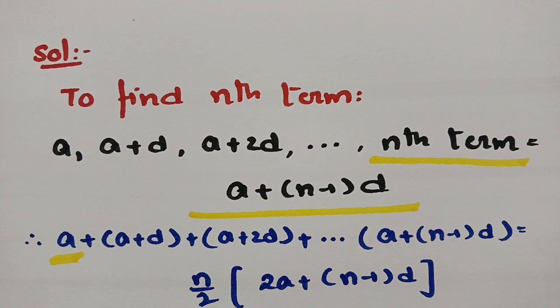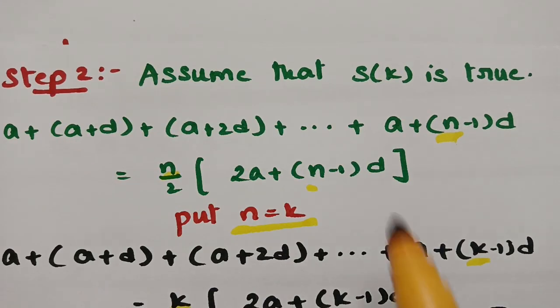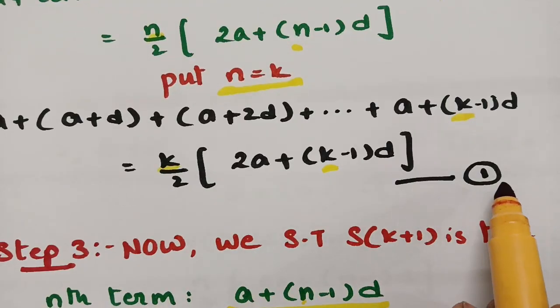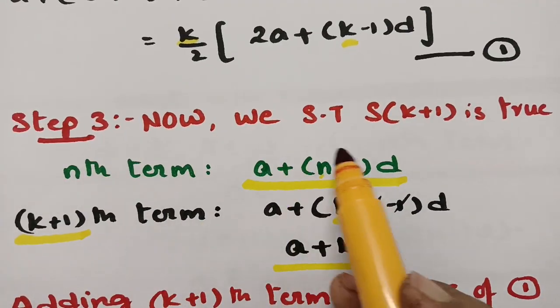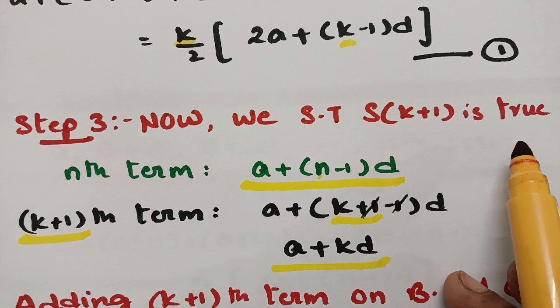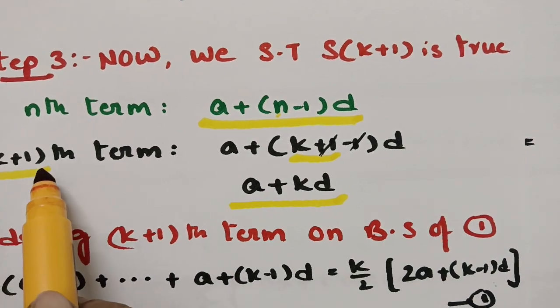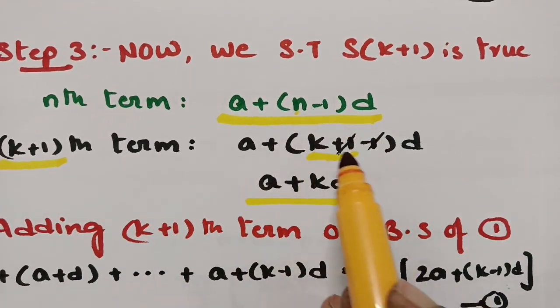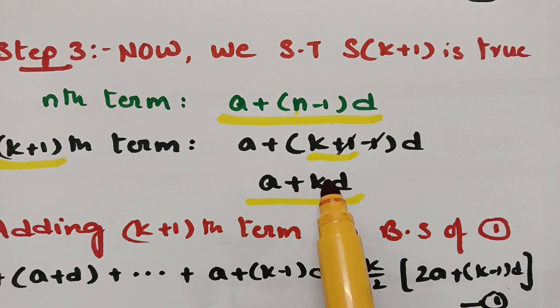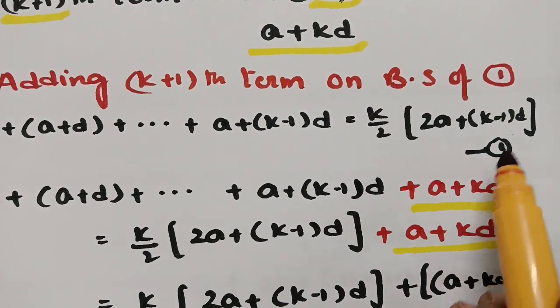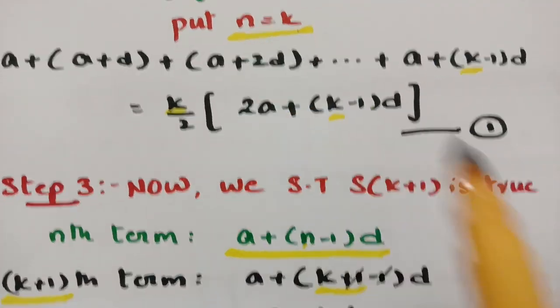And next thing is we have to assume that it is true for n is equal to k. So after keeping n is equal to k, this will be equation 1. In the third step, we have to prove that it is true for n is equal to k plus 1. So here the nth term is nothing but a plus n minus 1 into d, after keeping k plus 1th term in place of n, that is a plus kd. So this a plus kd should be added to both sides of equation 1, as equation 1 we got using n is equal to k.